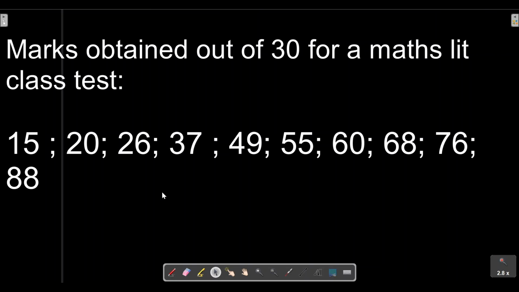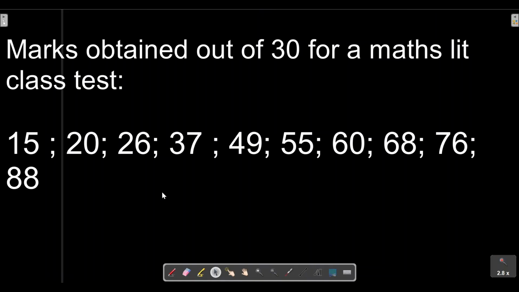Once we have put our data in ascending order, we can start determining what the 5-number summary is. We can determine the minimum value, Q1, Q2, Q3, and the maximum value. So let's just quickly do that.